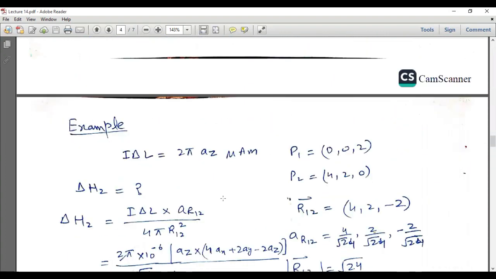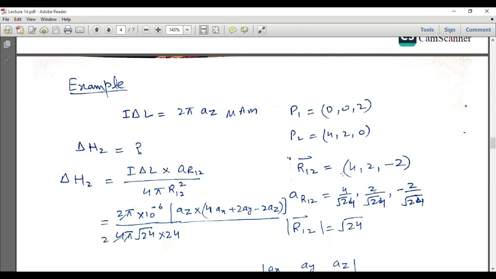Now I will solve a simple example, and in this example we are given I delta L, and it is equal to 2 pi a_z microampere meters. We are given 2 points P1 and P2, and we have to calculate delta H2. Delta H2 means incremental magnetic field intensity at point P2, and that will be equal to I delta L cross a_R12 divided by 4 pi R12 squared.